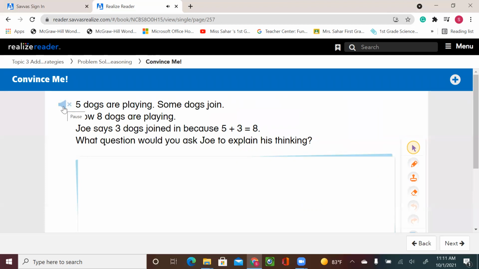Five dogs are playing. Some dogs join. Now 8 dogs are playing. Joe says 3 dogs joined in because 5 plus 3 equals 8. What question would you ask Joe to explain his thinking? I will ask Joe, for example, to explain how he knew to add 3 to the 5. This could be: I know that the total is 8 and I have 5, so I would think addition to get my answer. So 5 plus something equals 8. Which number, if I add it to 5, gives me 8? So 5 plus 3 equals 8.